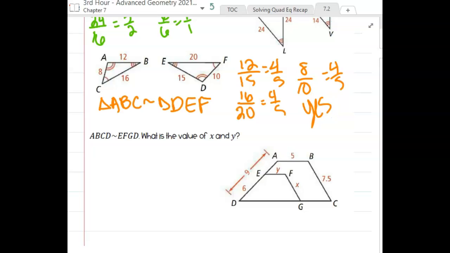So if they are similar, the directions, and you're going to have to do this in your homework, it says write the similarity statement, already done, and write the scale factor.